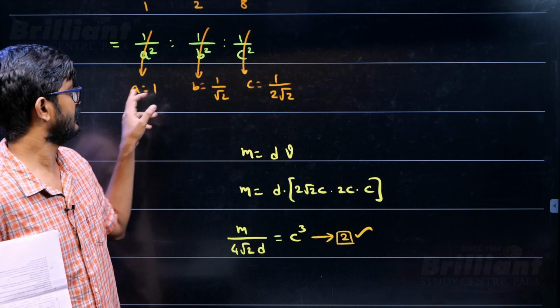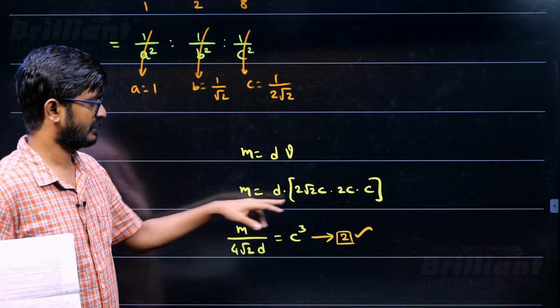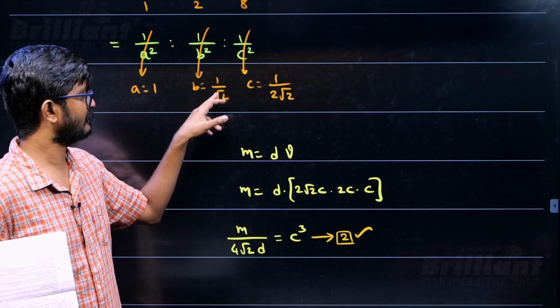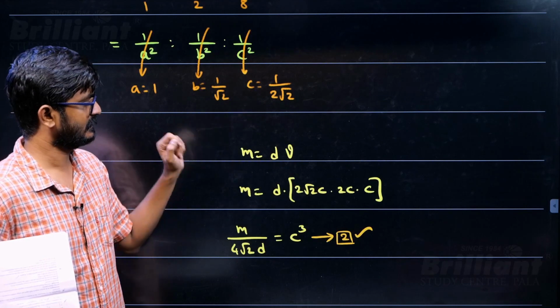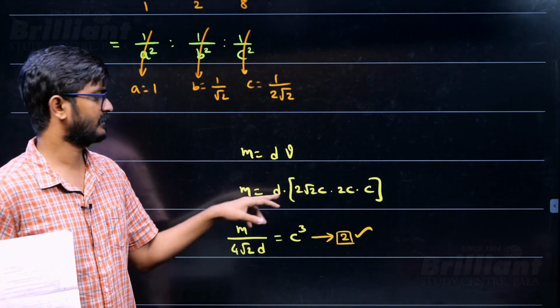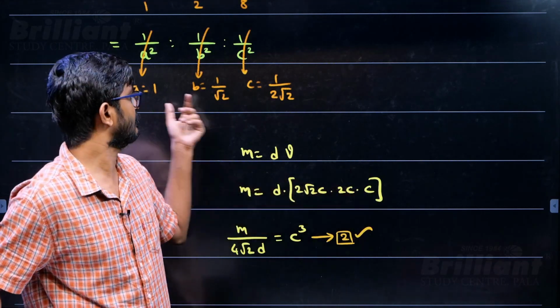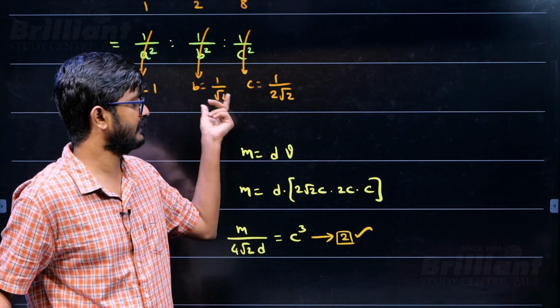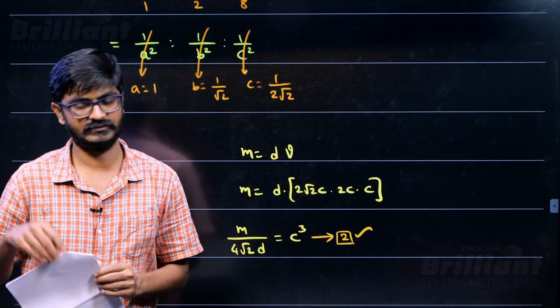A is 2 root 2 c. Now similarly I can multiply and divide. So b by 2 is nothing but c, so b equals 2c. Mass is density into volume. Density into volume is a into b into c. So from here we will be getting a is 2 root 2 c, b is 2c, and c is c only. So from there we will be getting the value of c.